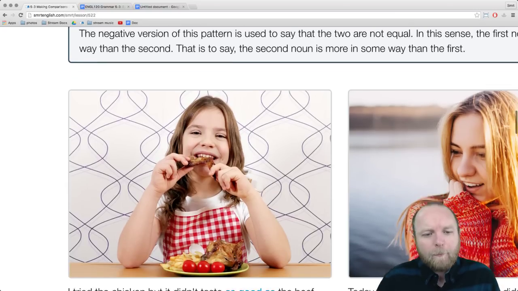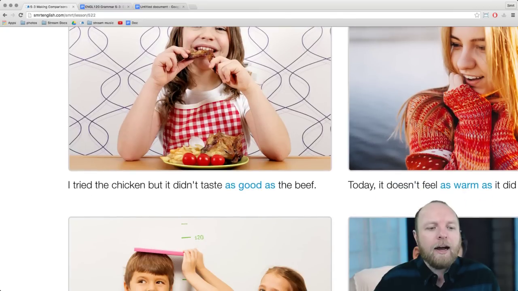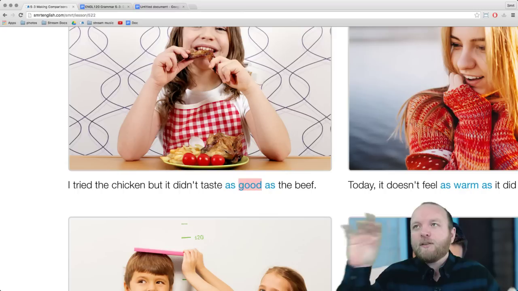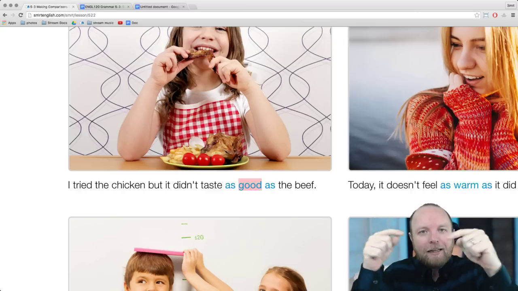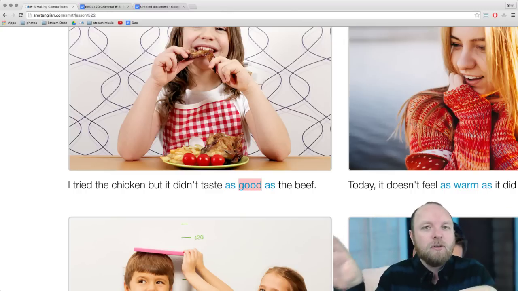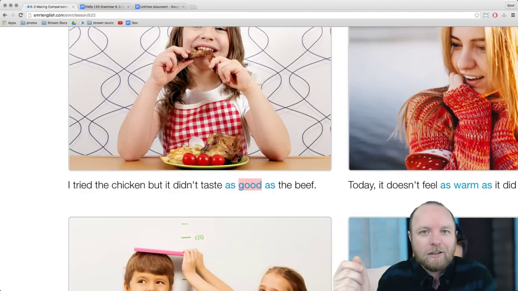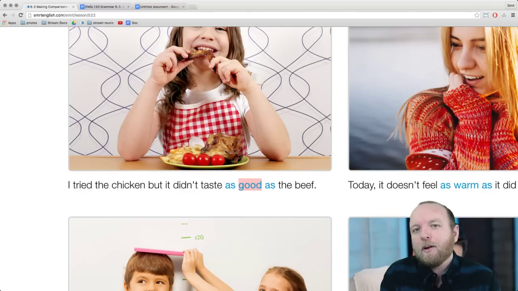All right, let's look at some examples here. I tried the chicken, but it didn't taste. Okay, here's the not. Taste is a linking verb, Gerald. So with taste, we need an adjective. This food delicious. This food good. Adjective, right? So I need a linking verb. This food is good. This food looks good. This food tastes good. So with linking verbs, we don't use adverbs, we use adjectives.